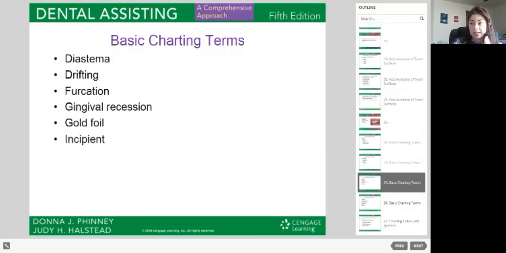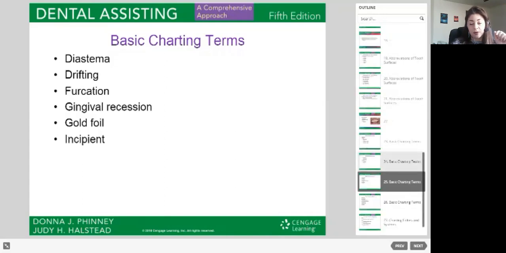Incipient is the beginning decay that has not yet broken through the enamel, meaning there is a cavity there, but it hasn't perforated the enamel surfaces yet. So sometimes you'll hear doctors say, well, I just want to watch this cavity. It could be incipient decay. It's not something that needs restoration yet at this point, so they'll be watching that.